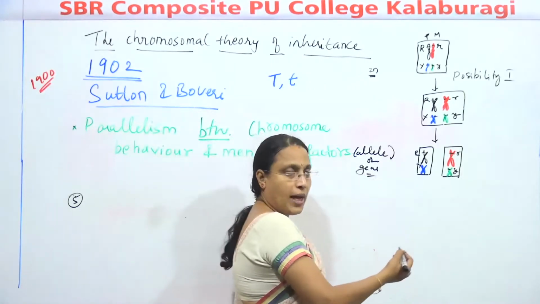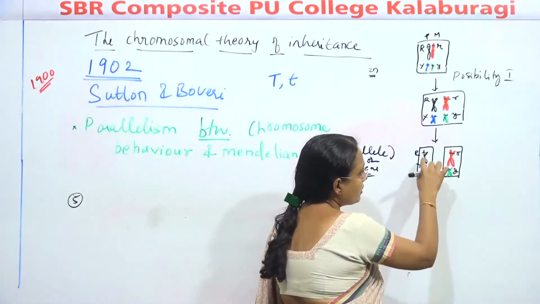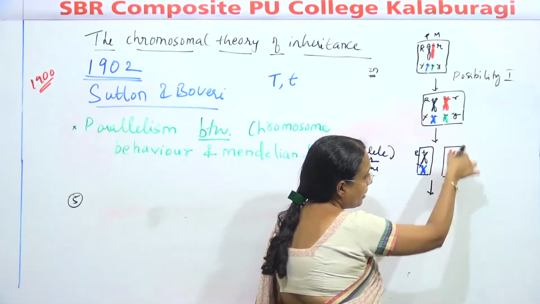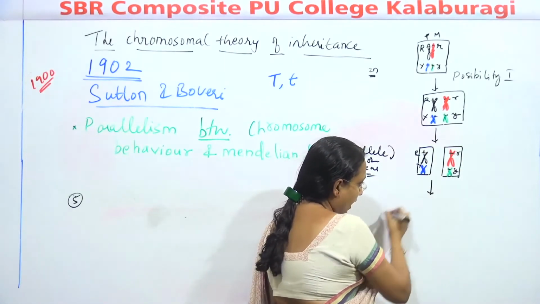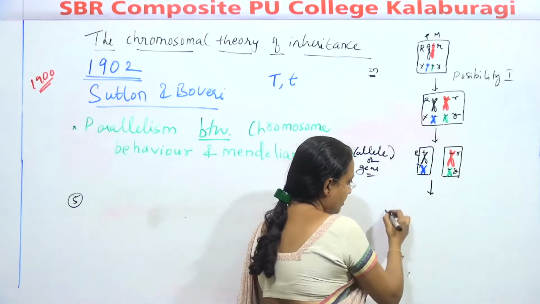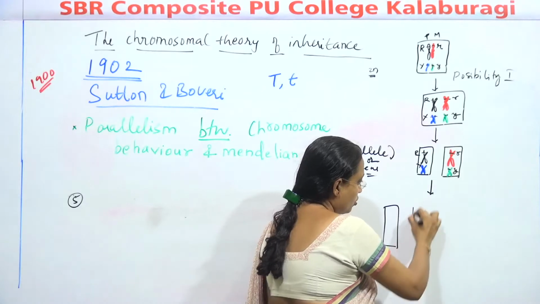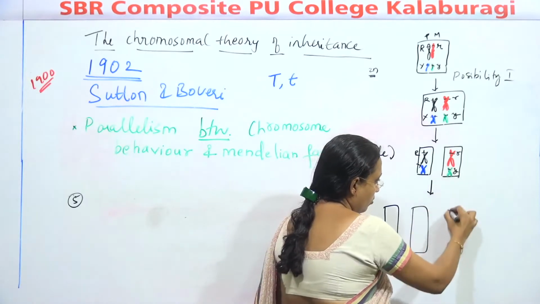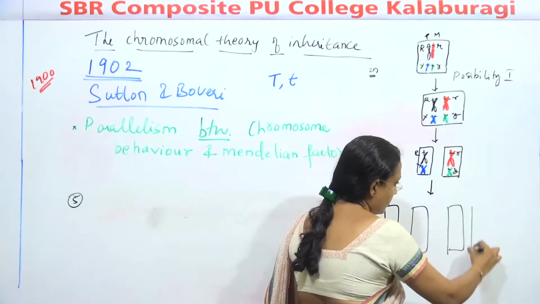Now, second step, what happens? Individual chromatids will get separated. So here there is a splitting of chromatids. Now this cell will again give rise to two cells. This cell also is going to give rise to two cells. Now this cell gives rise to two cells. This one also gives rise to two cells.